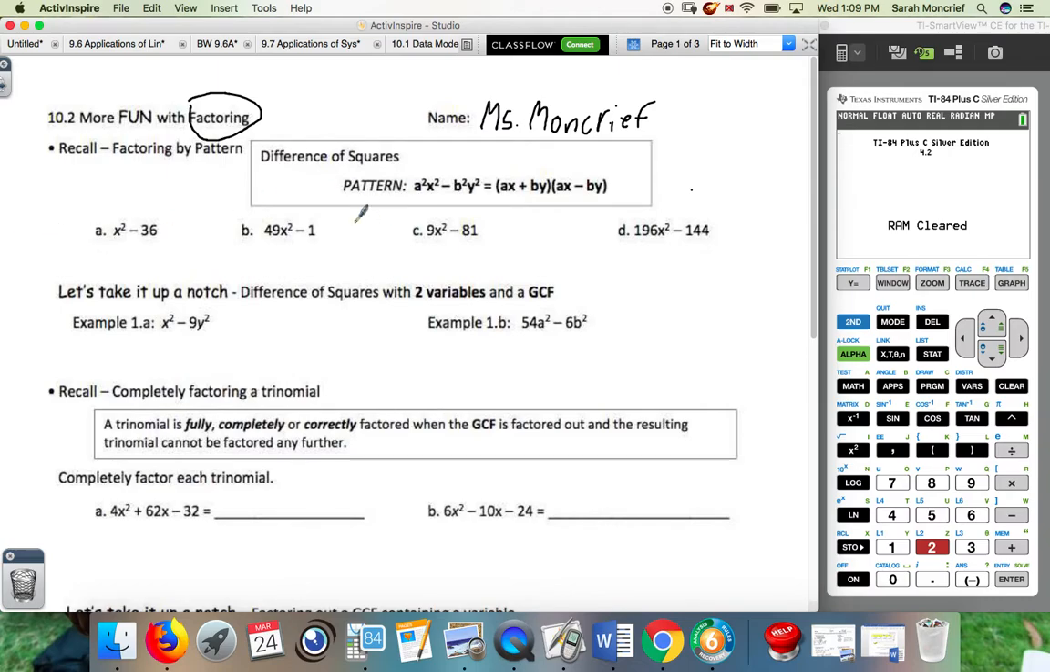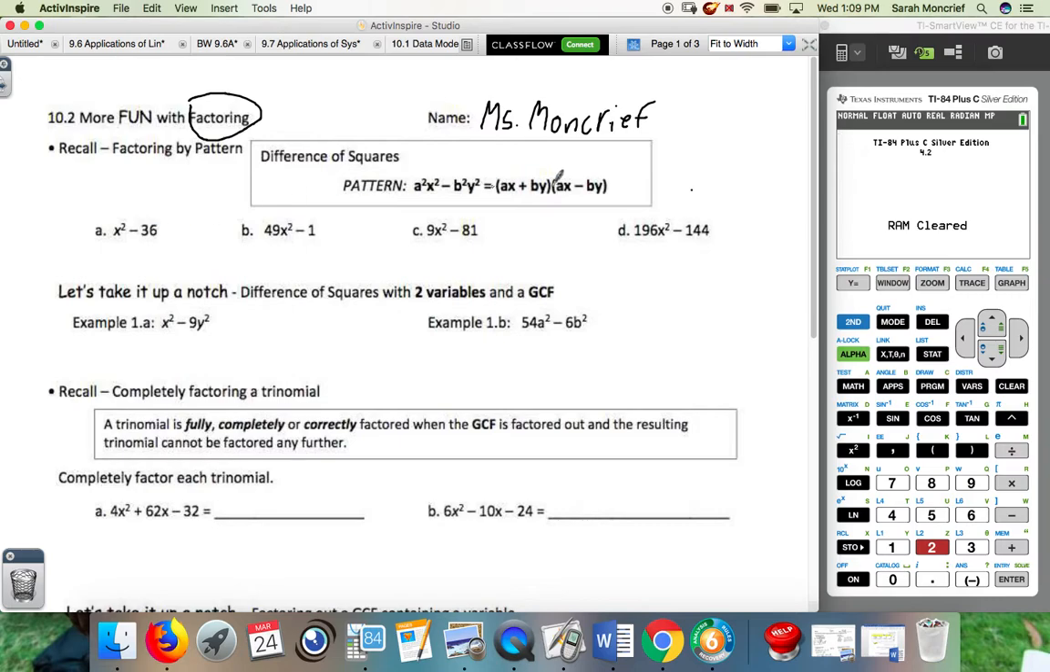So we had the difference of squares, which is really just ax squared minus by squared is really ax plus by times ax minus by. Now, you might remember that we didn't have this y squared or these y's at the end the first time, and we did it. But that's going to make more sense to you here in a second. So let's recall factoring these first.